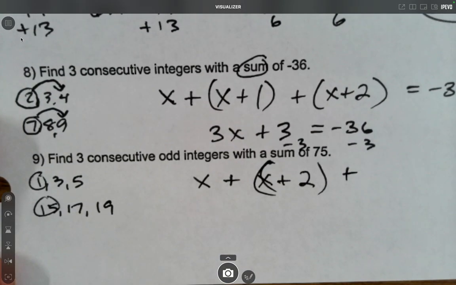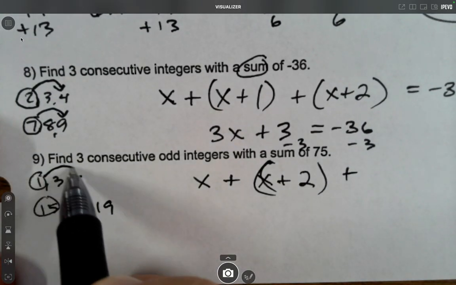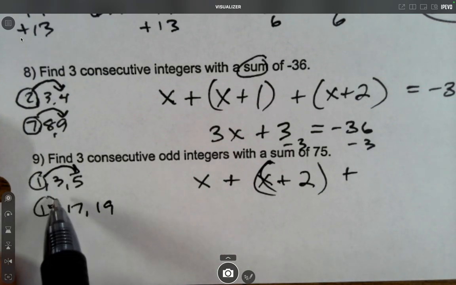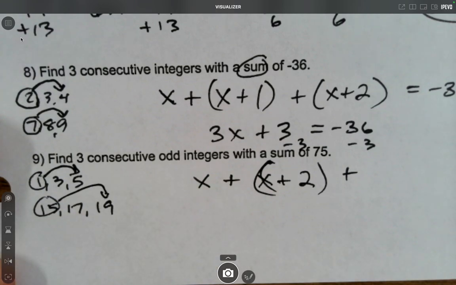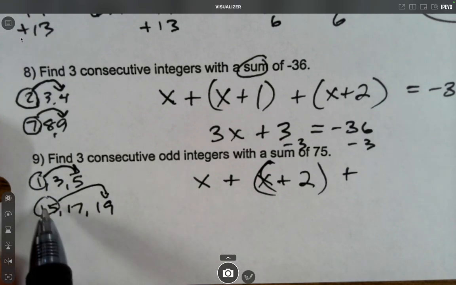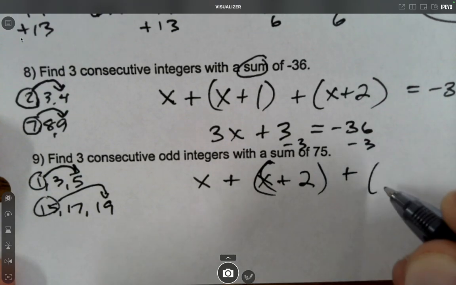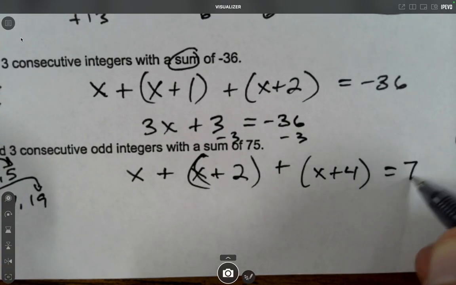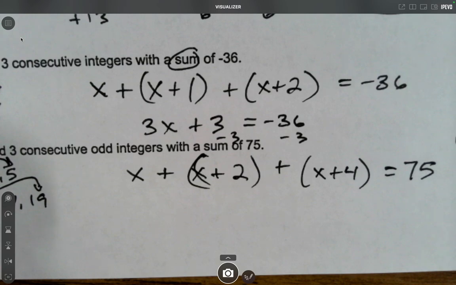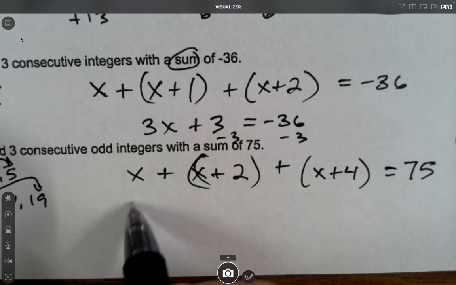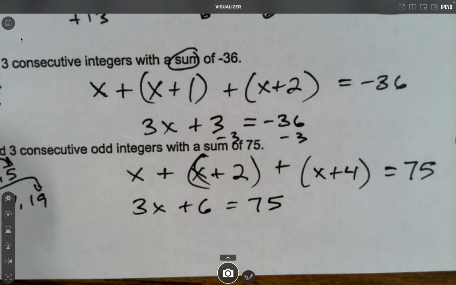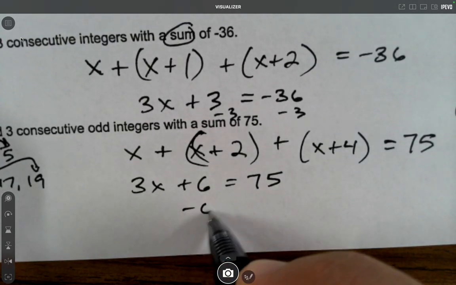Now for our biggest number, our third number, if you look from 1 to 5, we have to add 4 because we have to add 2 twice, plus 2 plus 2. To get from 15 to 19, we have to add 2 twice, plus 2 plus 2, so it's a total of plus 4. And they told us it has a sum of 75. So we'll add the x's together, you get 3x. 2 plus 4 is 6. We subtract 6 from both sides.